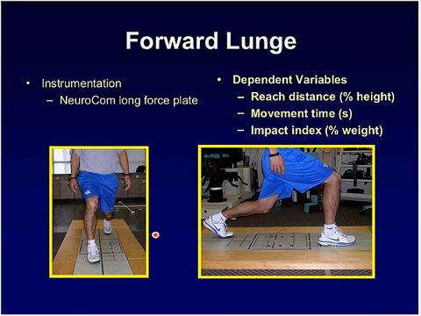Forward lunge. The patient stands at the end of the force plate, reaches forward as far as they can, and as quickly as they can, performs the lunge, comes back, and then stops in place. Those are the directions that you provide. And the dependent variables are reach distance, movement time, and impact index.